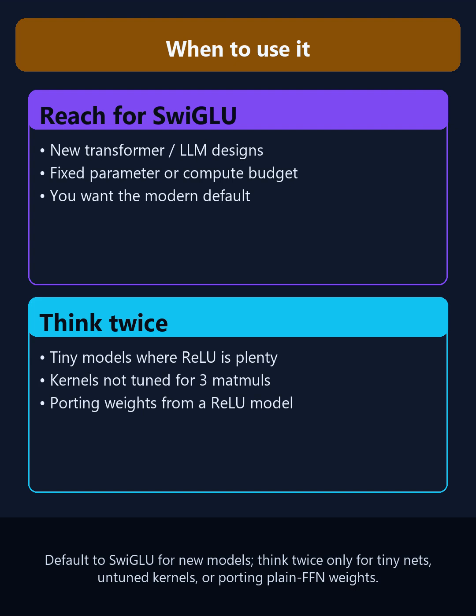So, when should you reach for it? For any new transformer or language model, SwiGLU is the modern default and costs you almost nothing extra. Think twice only in a few cases: very small models, where plain ReLU is already enough; hardware or kernels not tuned for the third matrix multiply; or when you are porting weights from a model that was trained with a plain feed-forward block.